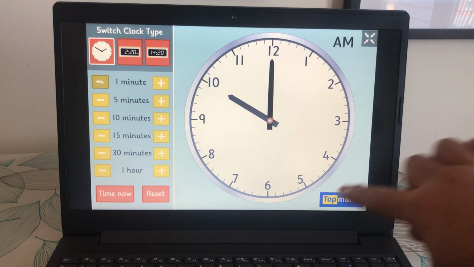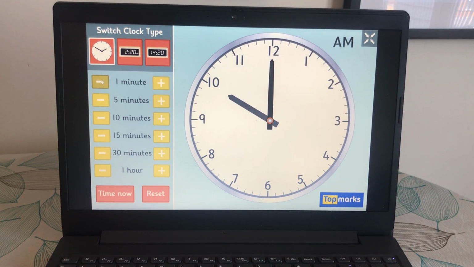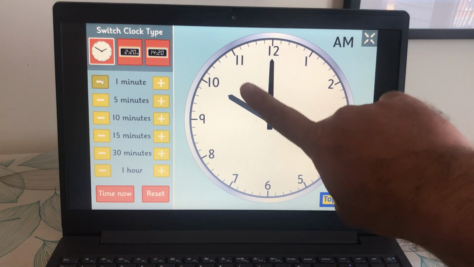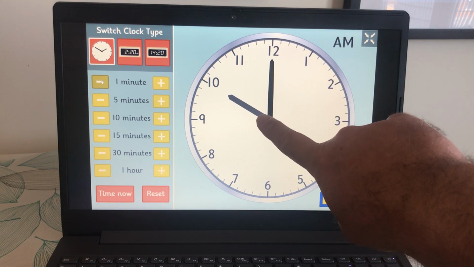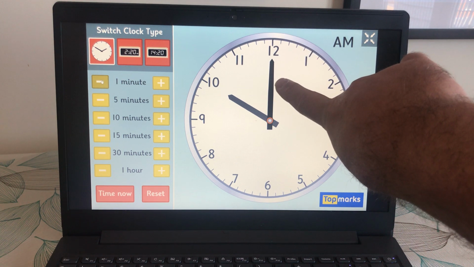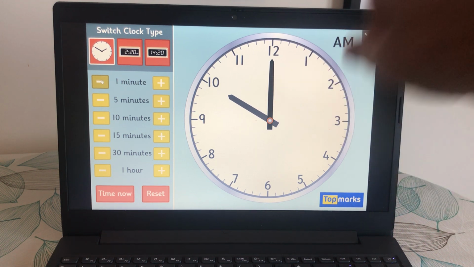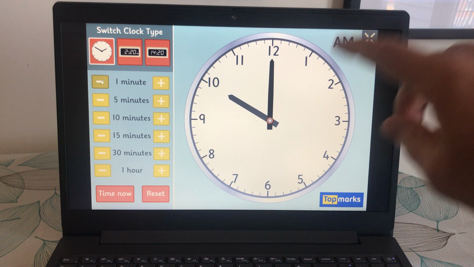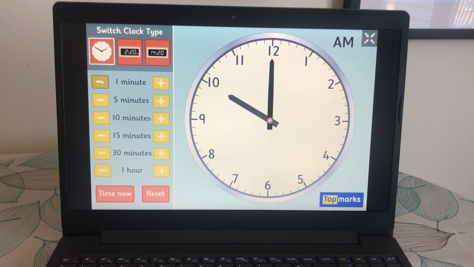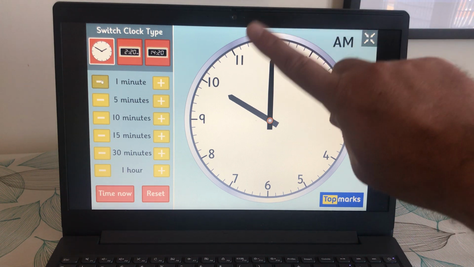So this is an analog clock. Now an analog clock has two hands. We call these hands. This is the shorter hand, which is the hour hand. This is the longer hand, which is the minute hand. Now they both read scales on the clock. Okay, they both have different scales.